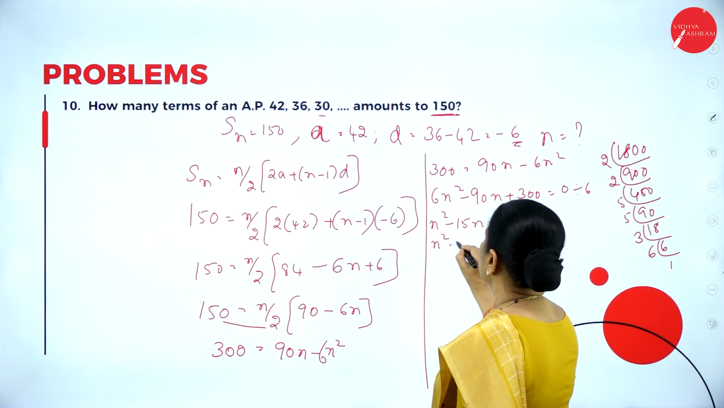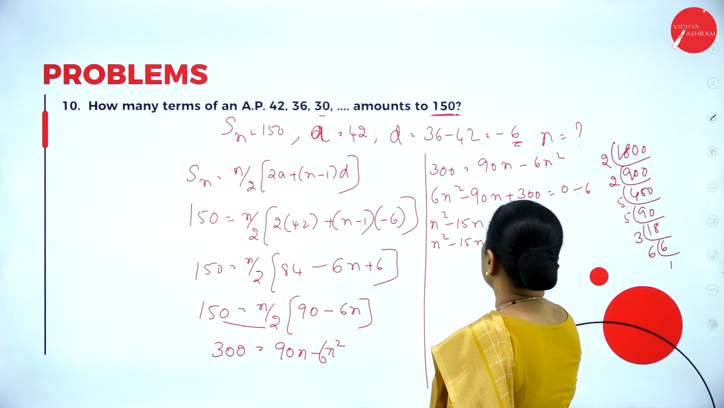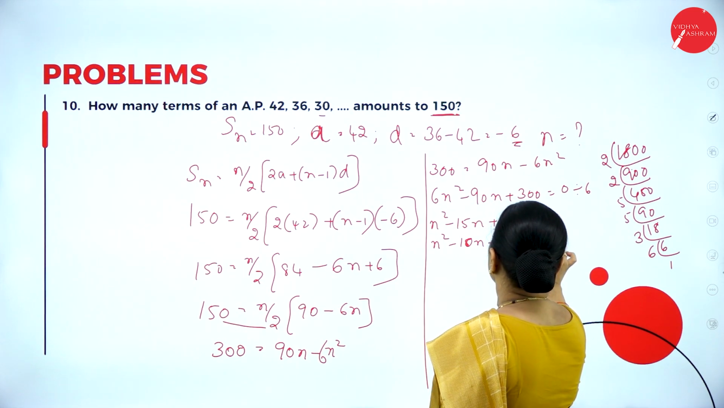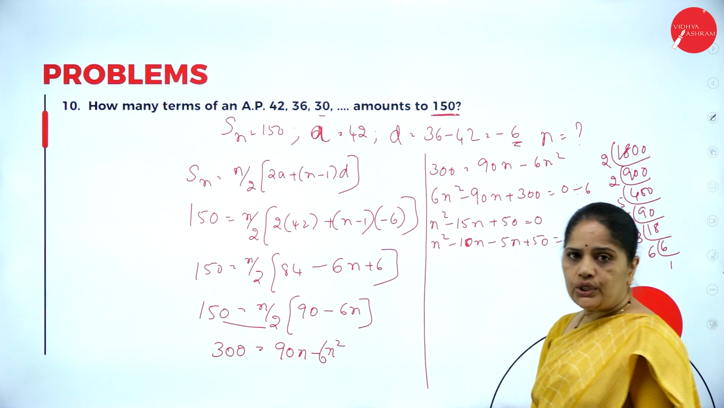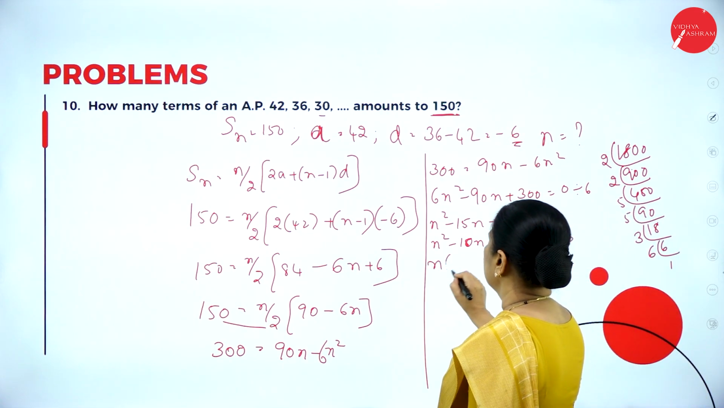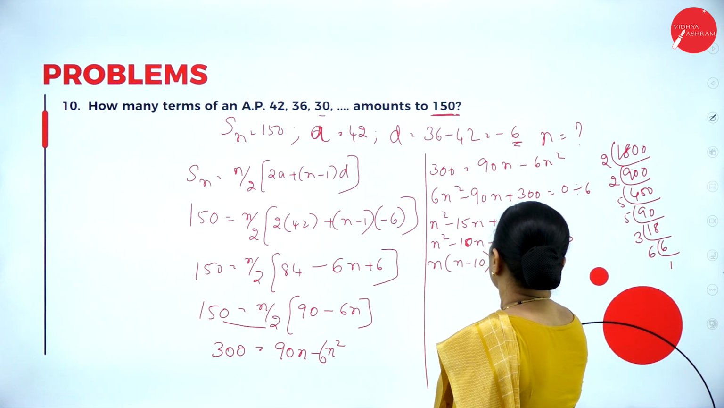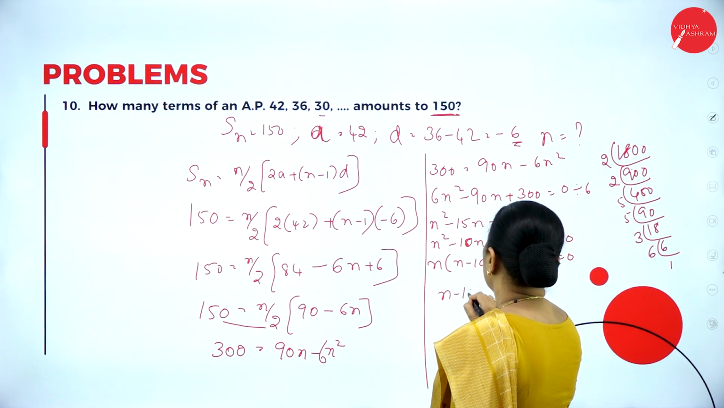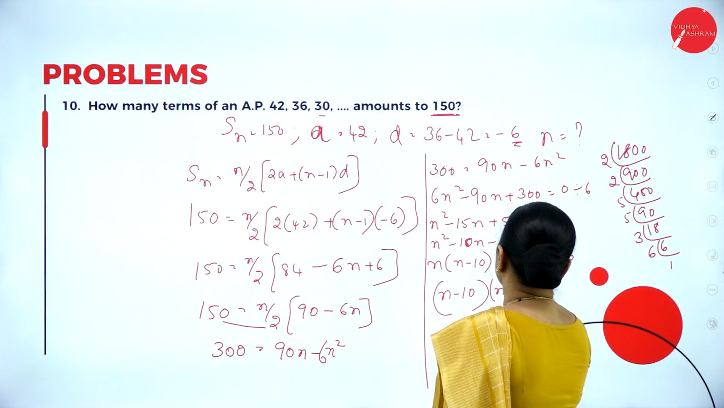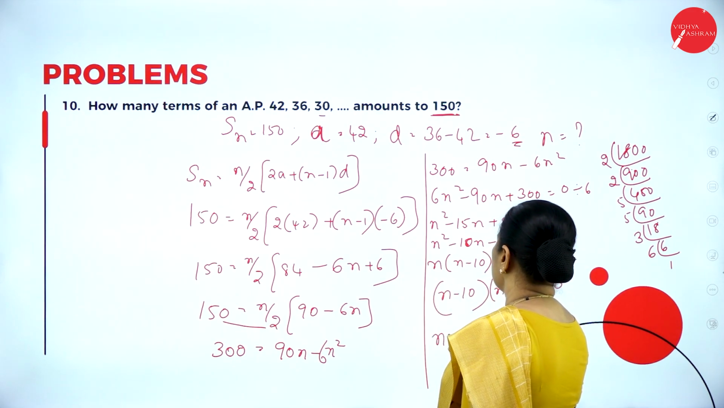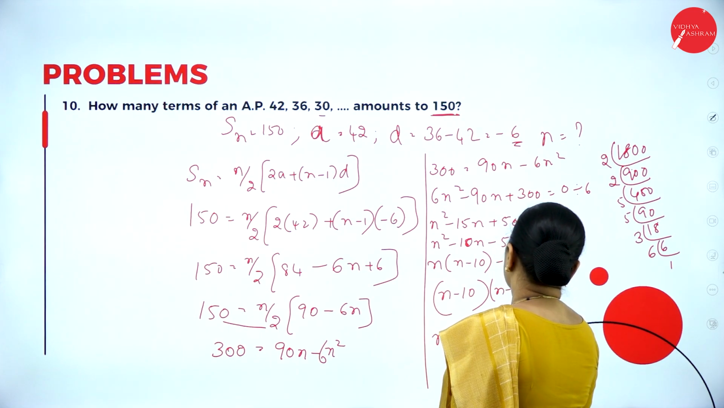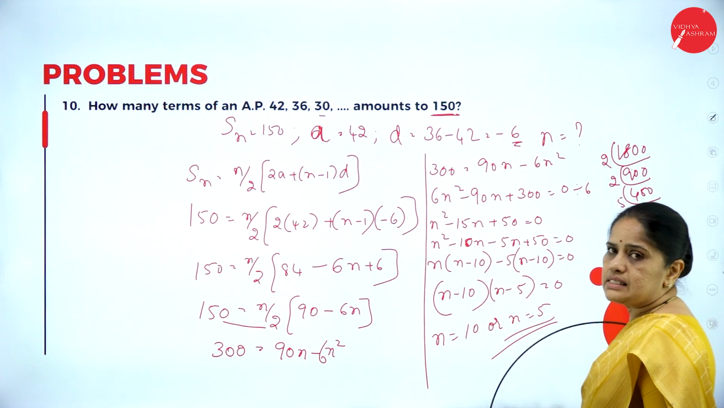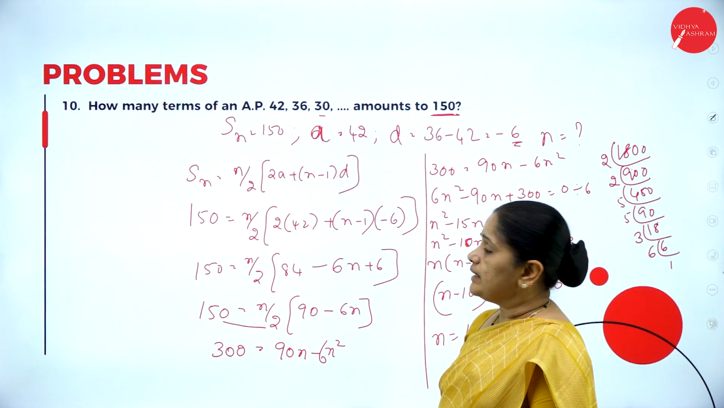So N square minus 10N minus 5N plus 50 is equal to 0. N is common here, so N into N minus 10 minus 5 into N minus 10 is equal to 0. N minus 10 into N minus 5 is equal to 0, so N is equal to 10 or N is equal to 5. So this is the answer. N can be 10 or N can be 5.